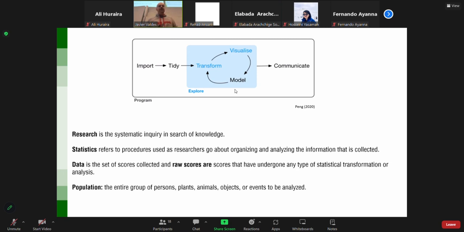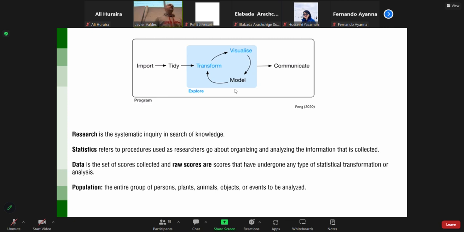And data is the whole set of scores, the whole set of collected raw data, that you are going to be transforming, using, and modeling in order to perform your analysis, right? Population is just the reality, okay? And usually we don't get access to the population.